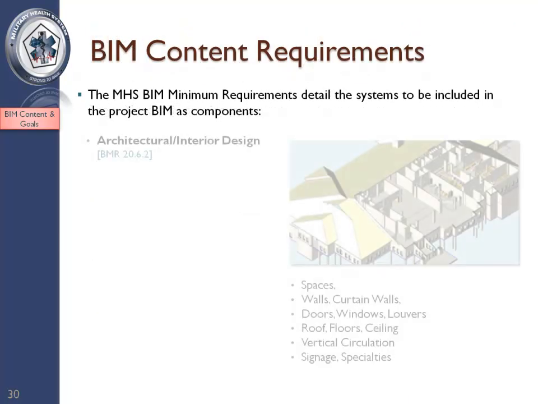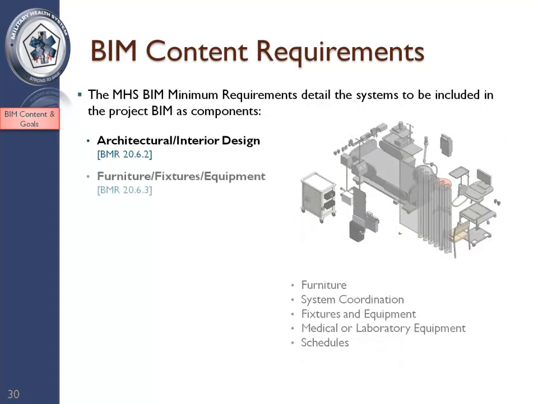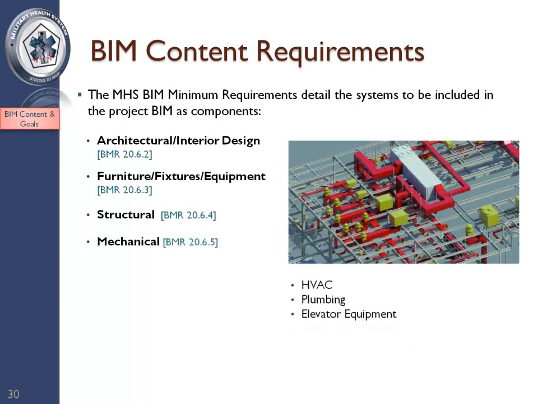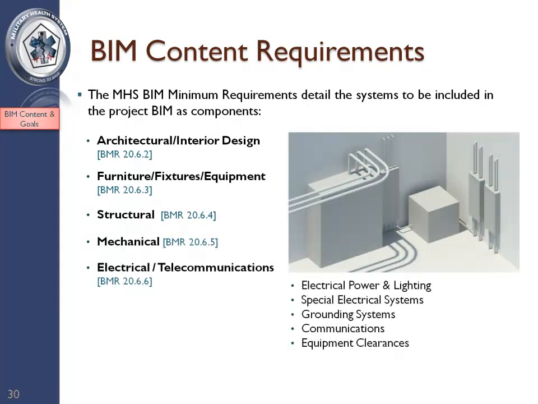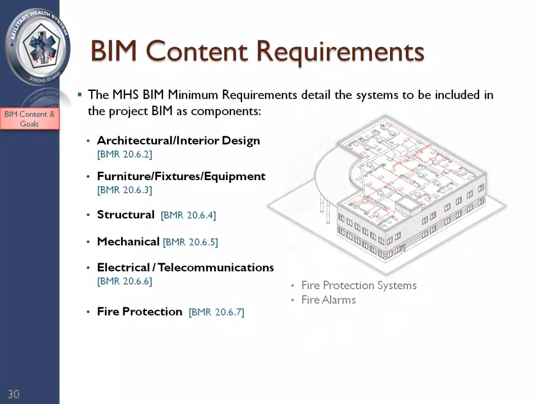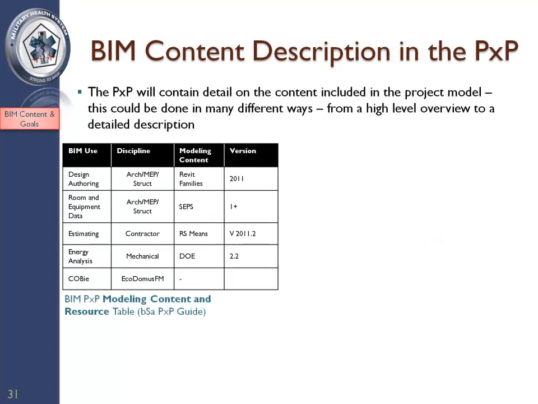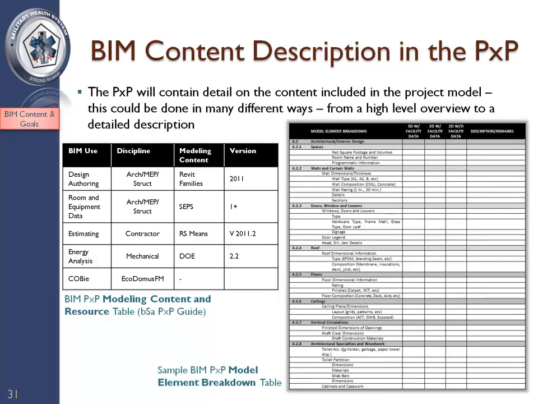BIM content is described and assigned in the BIM PxP. Each team member knows which components are required from other team members across multiple disciplines. The MHS BIM minimum requirements describe the objects and level of detail that should be included in the integrated project model or models. The BIM PxP will contain a description of the data contained within BIM and its format. This may be done in several different ways, from a high-level description of the content to a detailed matrix, listing component content such as floors, ceilings, doors, furniture, and many other objects. These descriptions will indicate the disciplines contributing to the model, such as architectural, mechanical, civil, and others.